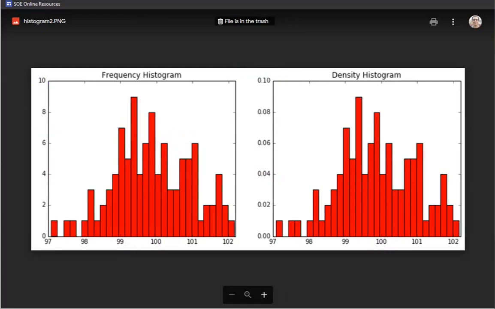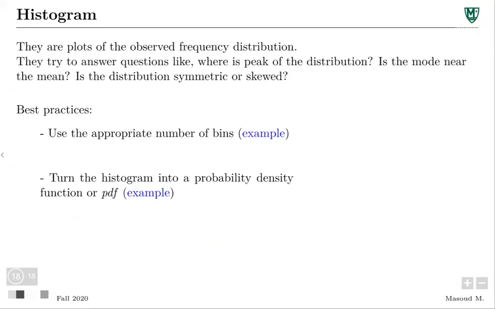All right, we'll talk about histograms more next class. All right, that takes me to the end of this.